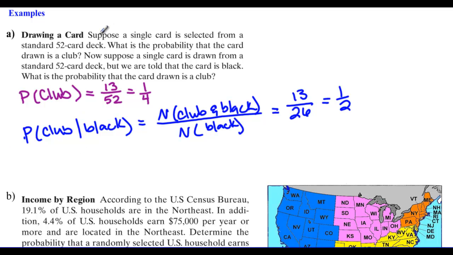And so keeping with the idea of independence, the probability of drawing a club versus the probability of drawing a club given that it's a black card, these aren't the same probabilities, so these two are not independent.